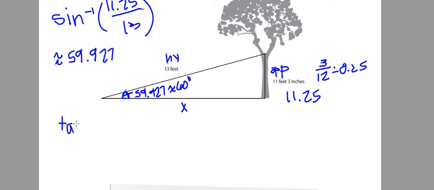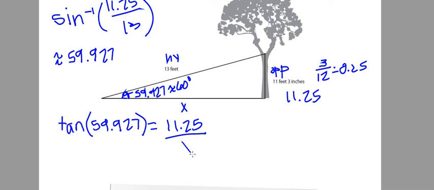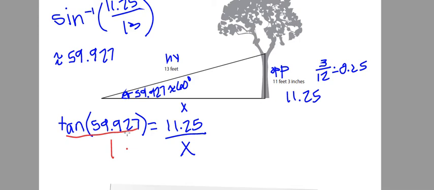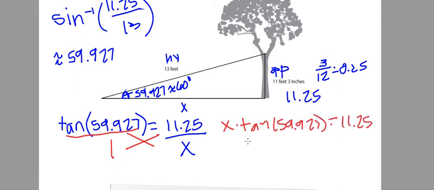So I know the tangent of whatever my angle measure is, which in this case is 59.927. So the tangent of that angle is going to be equal to the side length that is opposite it, which is 11.25, over the side length that it is adjacent to, which is x. So at this point, I'm going to cross multiply here. So that's going to give me x multiplied by the tangent of 59.927 is equal to 11.25. So to solve for x here, I need to divide by the tangent of 59.927.